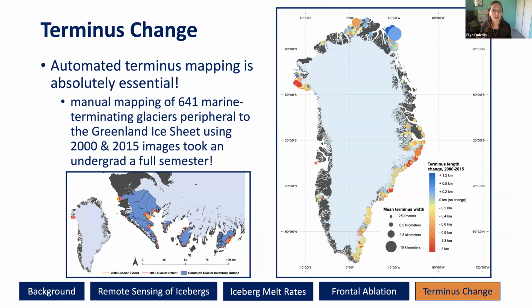So I'm going to argue here that we really need to have automated terminus mapping. And my argument for this is, this was before GDIT was created, I had an undergrad work 8 to 10 hours a week mapping terminus positions for the 641 marine terminating glaciers that are peripheral to the Greenland ice sheet. He was able to map 2 years, literally one date per year for 2 different years, over a whole semester. It's 1,300 termini he mapped over one semester.